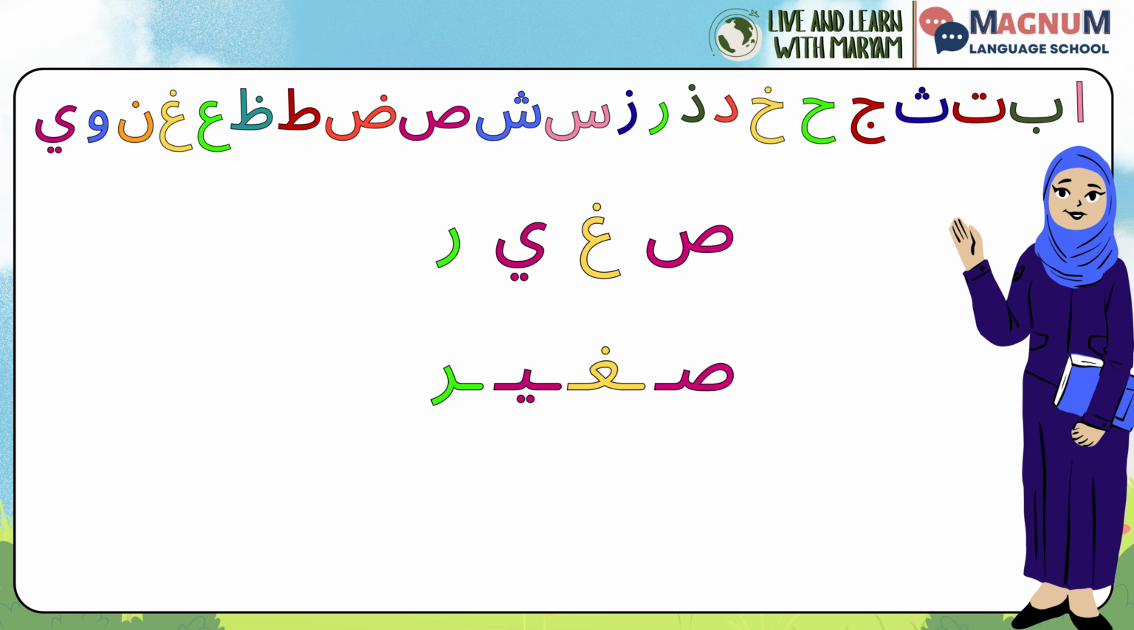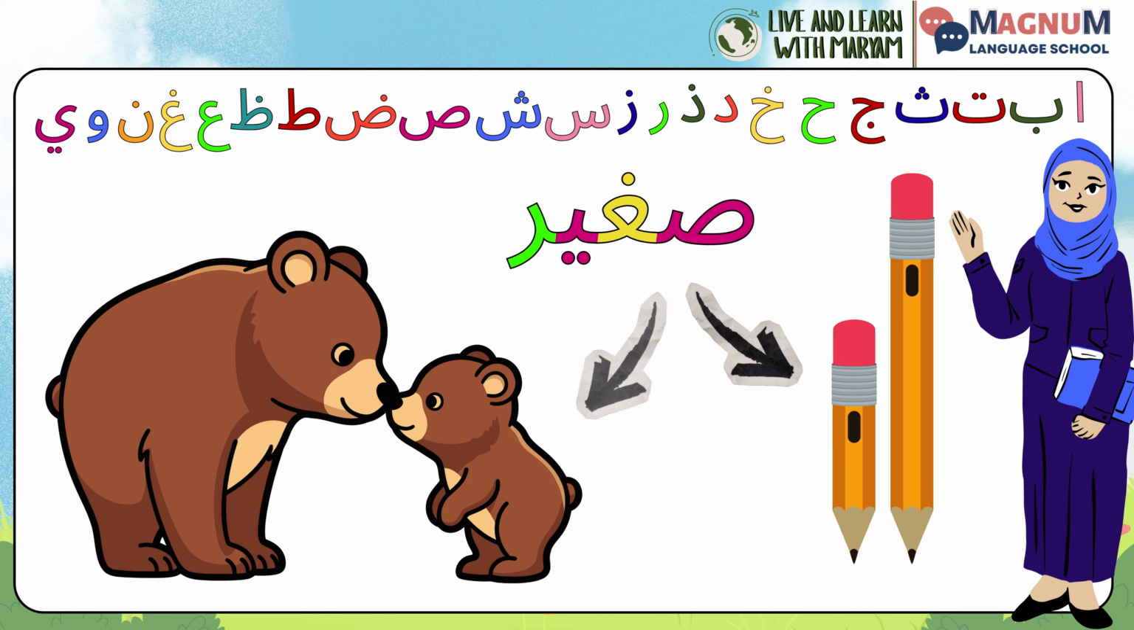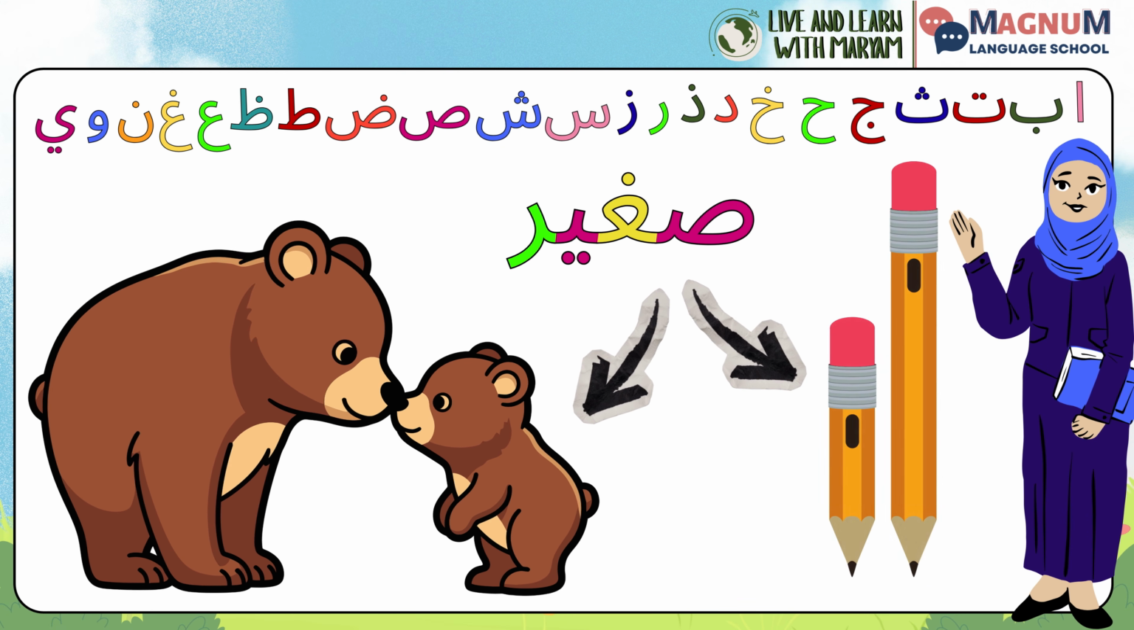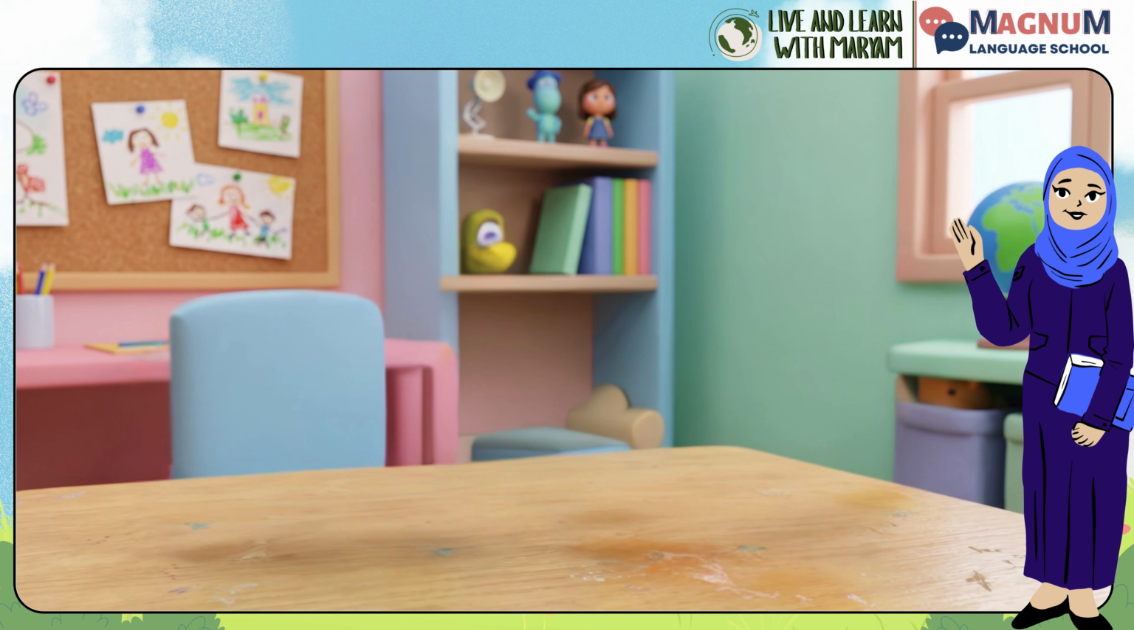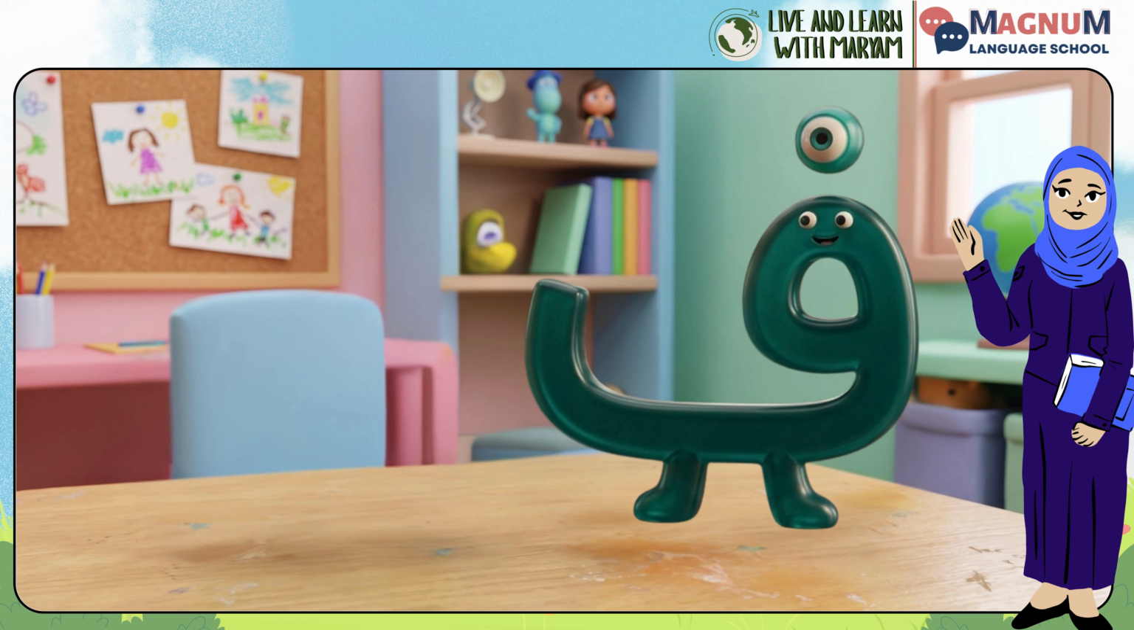The word after joining looks like this. This word is saghir. Saghir means small. The next family of the friendly letters is the round head family, which has fa and qaaf.